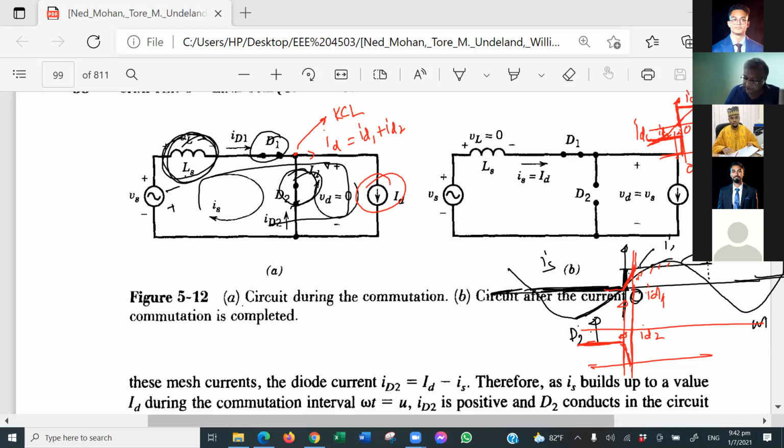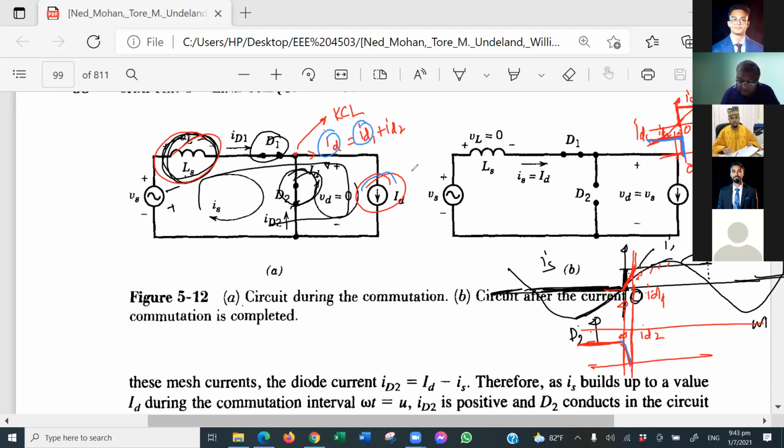You understand it or not? Yes, sir. This shifting from one diode to another is known as commutation, and that would be done immediately. But since the LS is there, what will happen? The current is going to 0, but it will not go to 0 immediately; it takes some time, because the total current should be ID, right? So ID1 will build up.